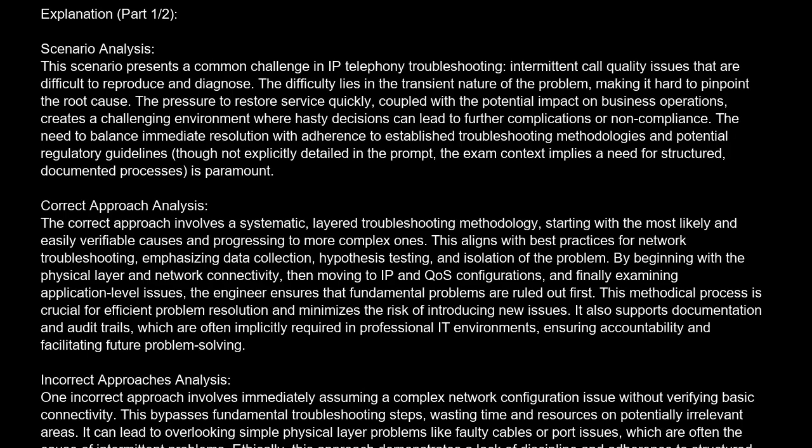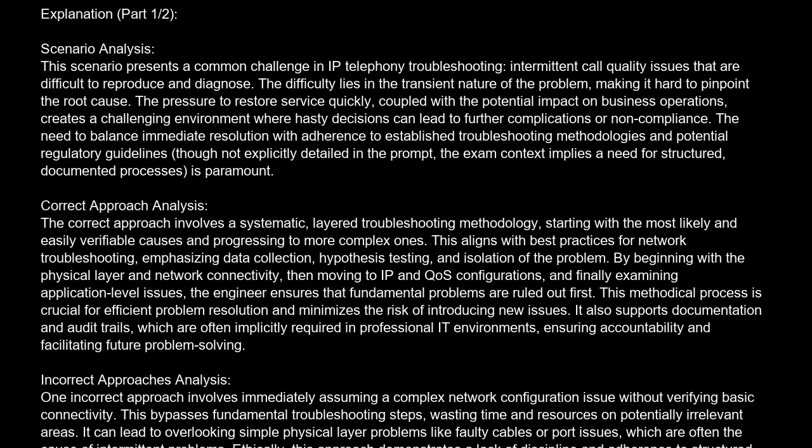The correct answer is B. Begin by examining the physical layer and network connectivity for the affected IP phones and the network path between them and the CUCM, including checking for packet loss, jitter, and latency on the relevant network segments.